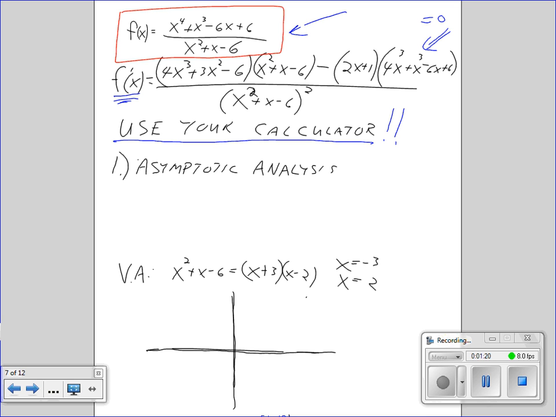A little helpful thing we're going to use first is some asymptotic analysis too. What do I mean by that? Well, what about a horizontal asymptote? Horizontal asymptotes, and I'll say asymptotes in plural, because in this case I just want to say what's the limit as x goes to infinity of f of x.